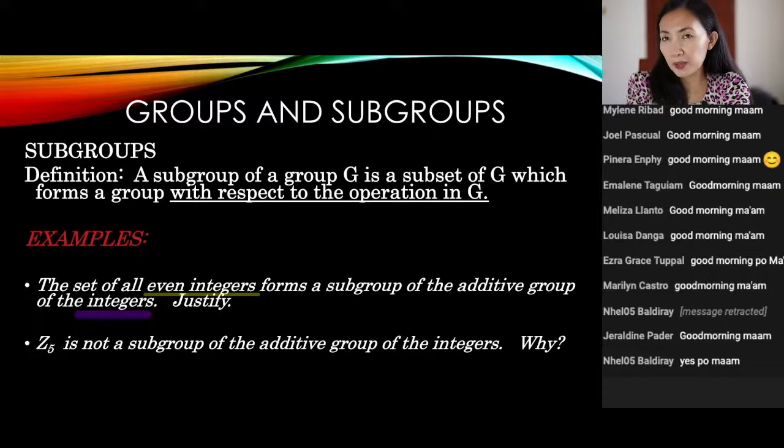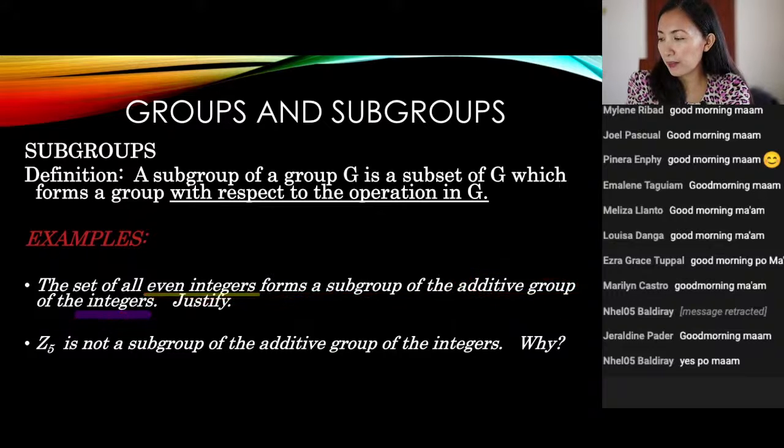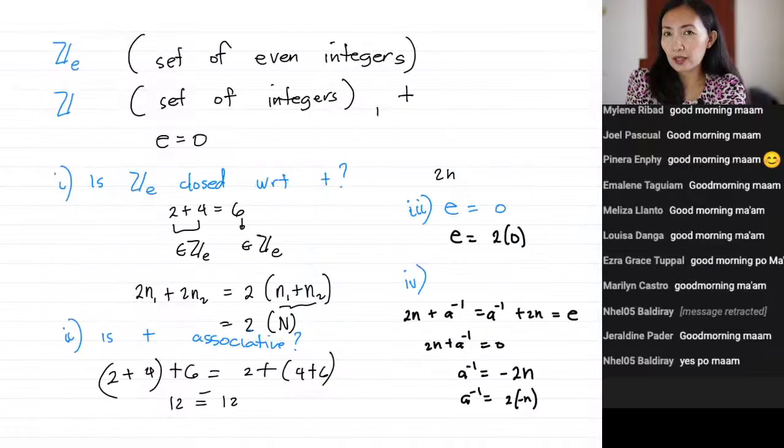Okay? For example, I think I discussed this last time. It turns out it wasn't clear, that's why we stopped last time. The set of even integers forms a subgroup of the additive group of integers. Okay, let's justify. Although I discussed this also in the video which I posted in your Facebook group. I hope you viewed that video. This is also the one I discussed before.